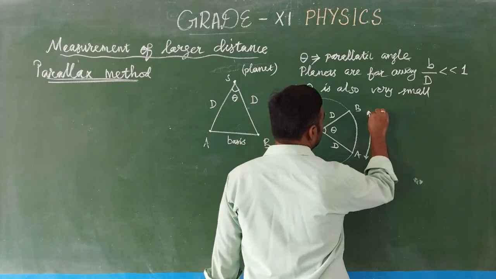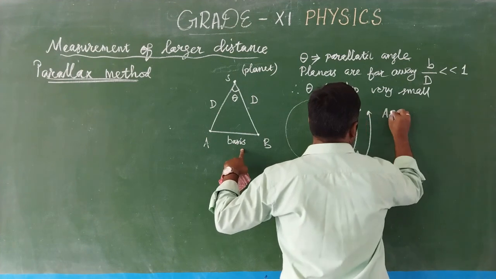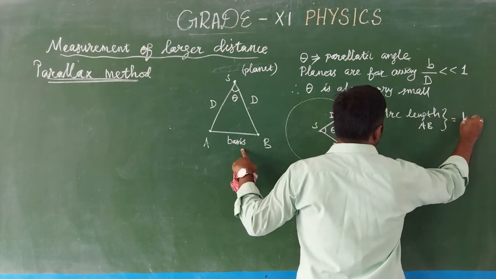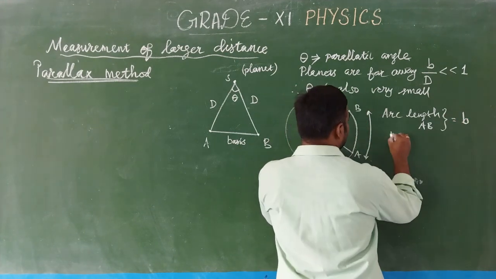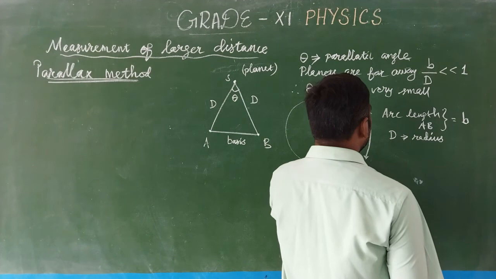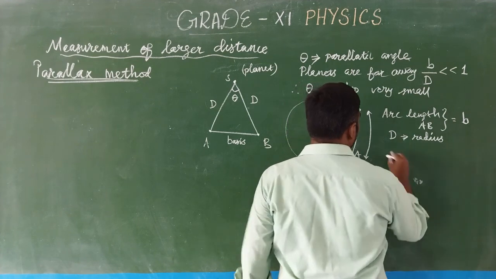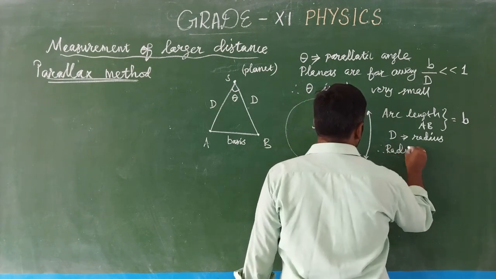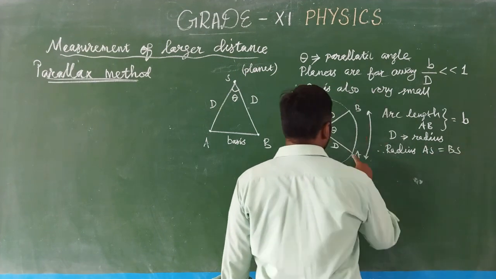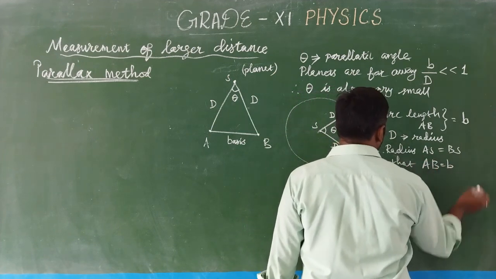And the arc length AB gives, what is the arc length? The arc length AB is equal to the basis. So the arc length AB is equal to the basis, and D, the distance, is equal to the radius. Therefore the radius AS, which is also equal to BS. So that AB is equal to the basis.